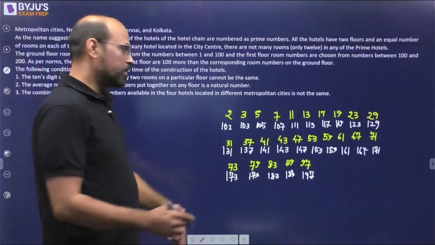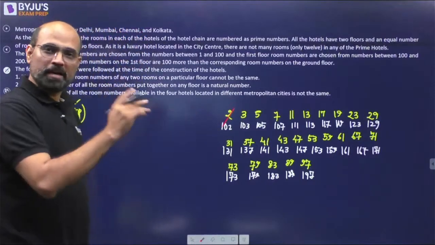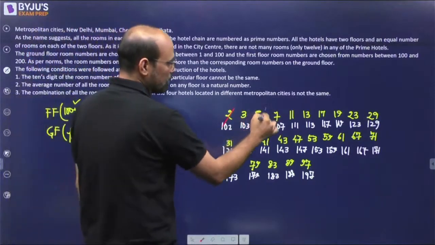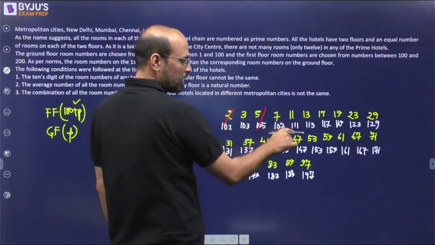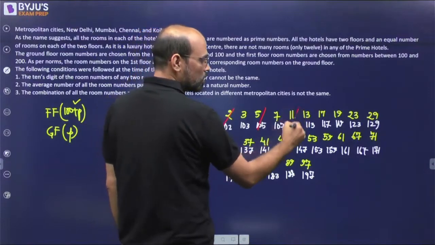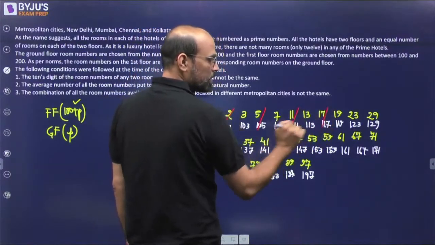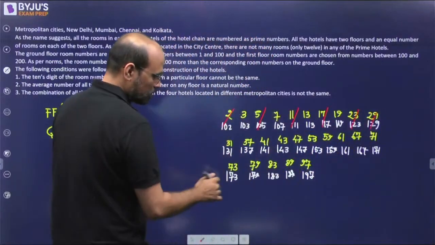2 is a prime number, 102 is not. So let's eliminate this. 3 is a prime number, 103 is also there. 5 and 105 nahi hota. 7 and 107, 107 is a prime number. 11 and 111. Now 111 is divisible by 3. तो आप इसको हटा दो. 117 is divisible by 3. ठीक है, जो 3 वाले हैं, I'm going to remove them first.